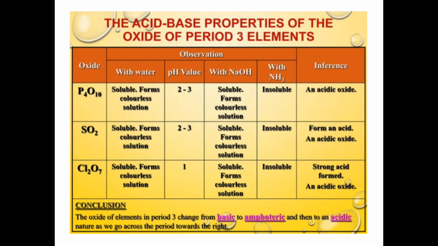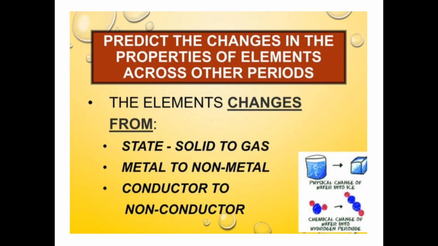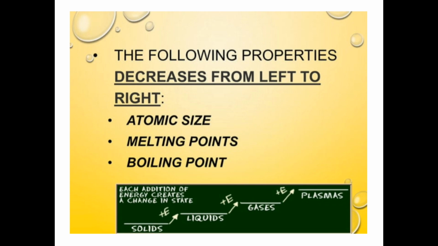So the oxides of elements in PO3 change from basic to amphoteric and then to acidic as we move from left to right of the PO3 elements. We can predict the changes in the properties of elements across other periods. To summarize their properties again, the elements change from solid to gas, from metals to non-metals, from conductor to non-conductor, and the properties that decrease from left to right are the atomic size, the melting points, and the boiling points.